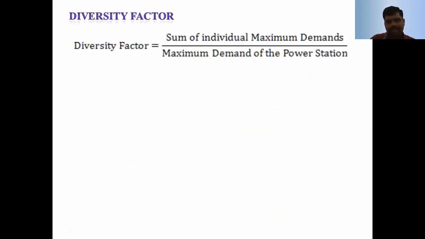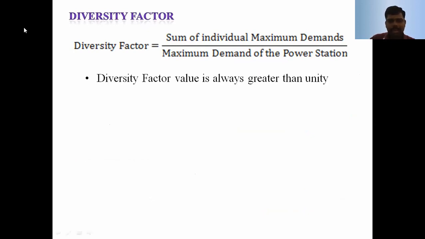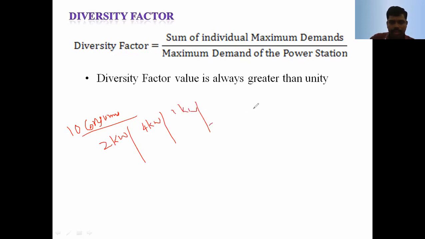The diversity factor is defined as the ratio of the sum of individual maximum demands to the maximum demand on the power station. How can we calculate it? Suppose in a particular area 10 consumers are available. The first consumer takes 2 kilowatt, the second consumer takes 4 kilowatt, the third consumer takes 1 kilowatt, and so on.